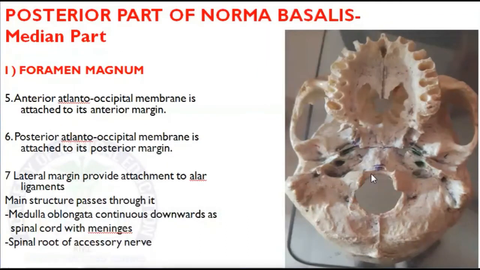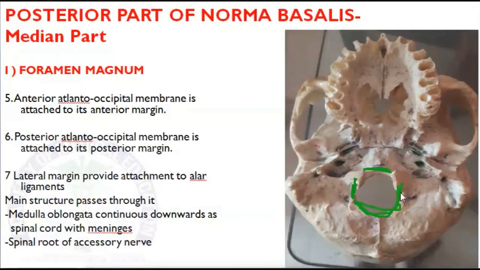The anterior atlanto-occipital membrane is attached to its anterior margin. This is the anterior margin, and with it the anterior atlanto-occipital membrane is attached. With the posterior margin, the posterior atlanto-occipital membrane is attached. This is the posterior margin. The lateral margins provide attachment to the alar ligaments. These are the lateral margins.